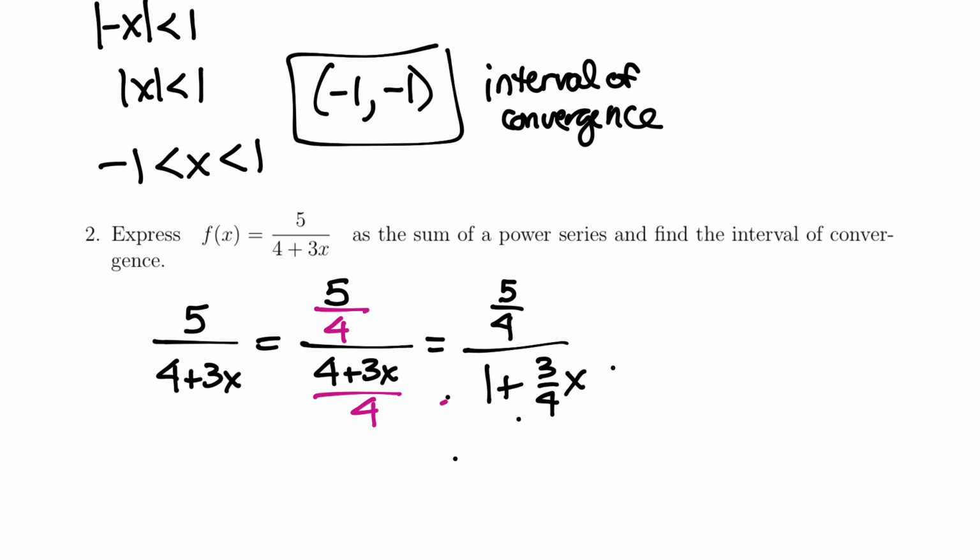Beautiful. Who didn't get to talk? Brandon, you did not talk to me today yet. You want to tell me what A and R are? A is 5/4. R is negative 3/4 x.